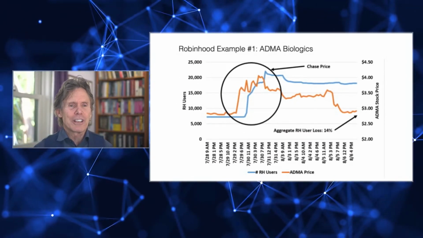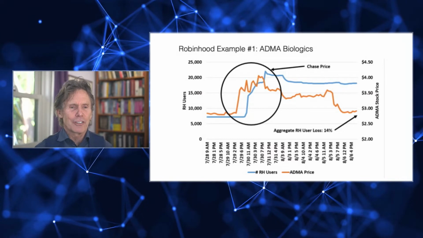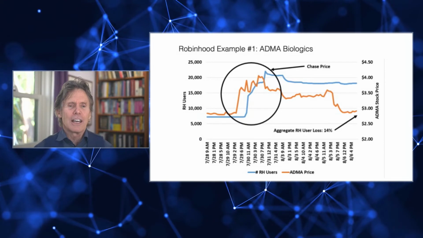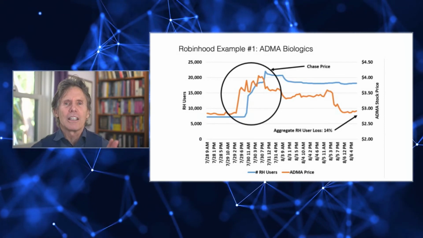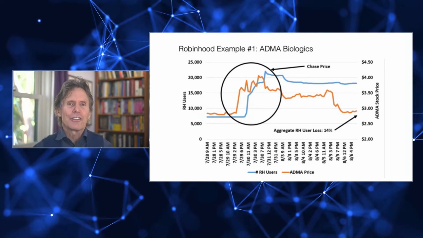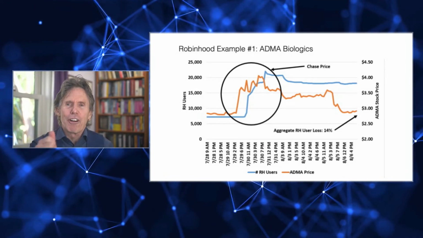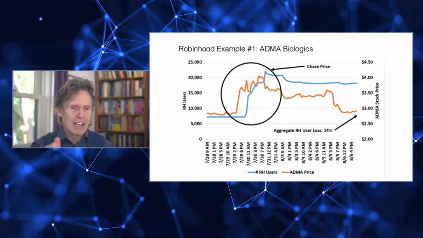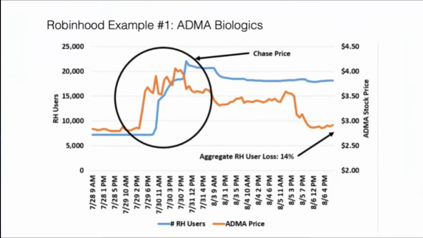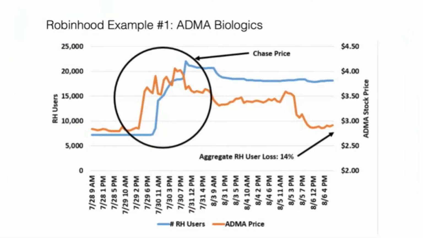So here's my first example, ADMA Biologics. What we're looking at is the orange line, which is the price, and the blue line, which is the number of Robinhood users who own this stock. And if you see at the bottom, it changes over periods of a couple of hours. It's over a few days, but the periods are fairly fast.